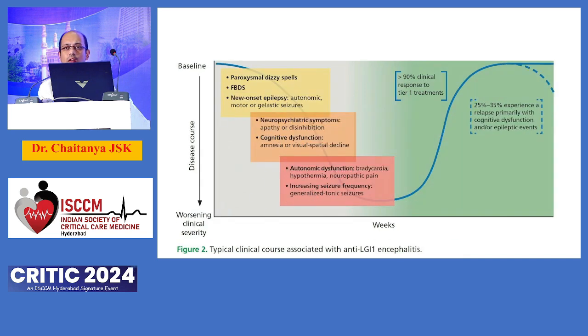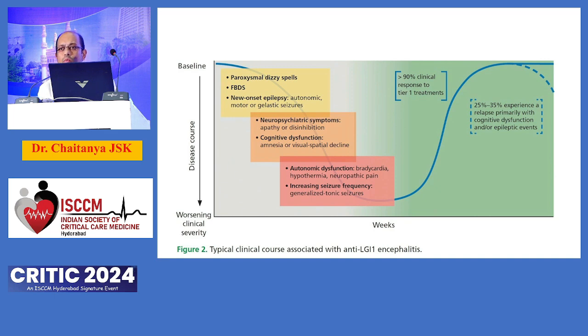Anti-LGI1 encephalitis has a prolonged presentation; it can present subacutely to sometimes chronically. Many times these patients get missed as neurodegenerative disorders. They have predominant movement disorders, especially faciobrachial dystonic seizures, and later they show cognitive decline, and then at the end autonomic dysfunction. Most of the times they are missed in the early stages, but when picked up they show very good response to treatment.